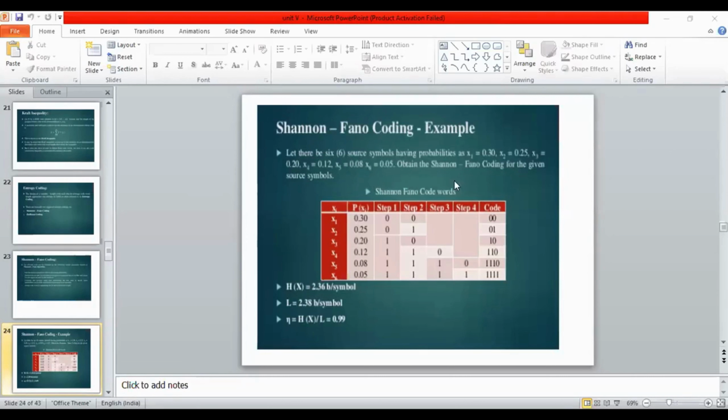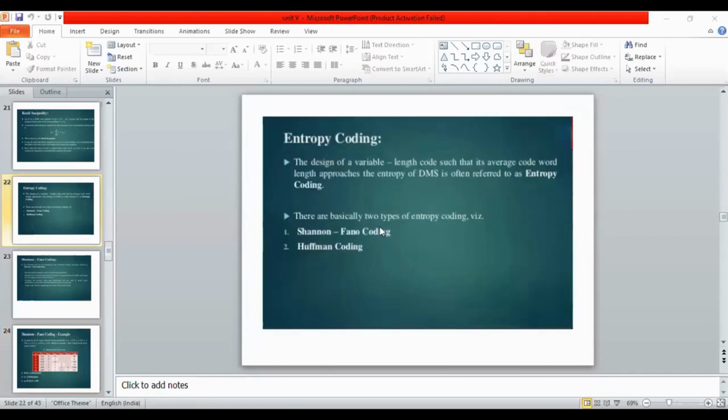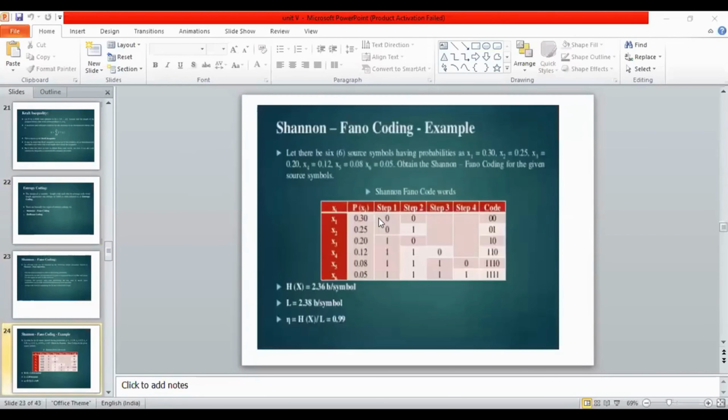Any information will be there. So that's why we are calculating the binary code with respect to the probability. That's why it is called entropy coding, or we can call it source coding. So we have two types of coding: one is Shannon-Fano coding and the other is Huffman coding. So first we will go for Shannon-Fano coding.